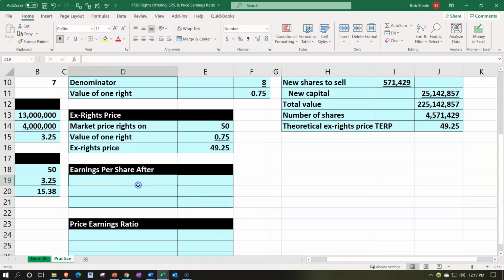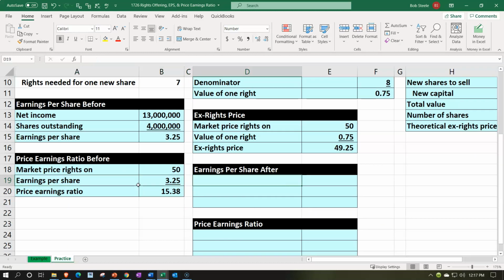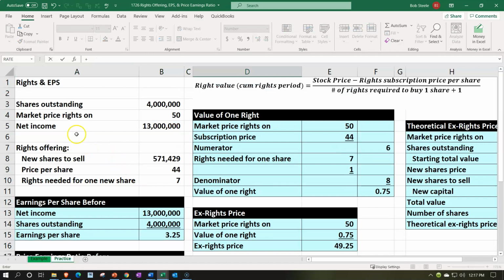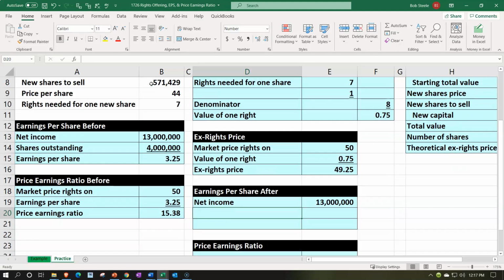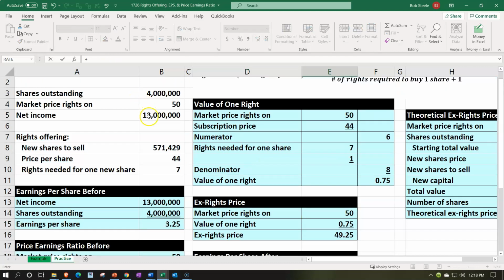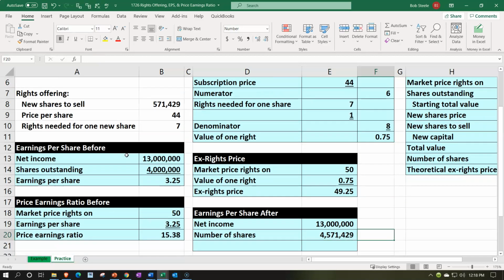Now let's calculate our earnings per share after this takes place. So now we're going to say, all right, the earnings, we're still going to be looking at the net income of the 13 million on the earnings, and the number of shares that are out there at this point in time. I'm going to say number of shares are now going to be equal to, once again, that original amount that we had out there of the 4 million, plus we issued another 571,429. Add underlining to that, font group and underline.